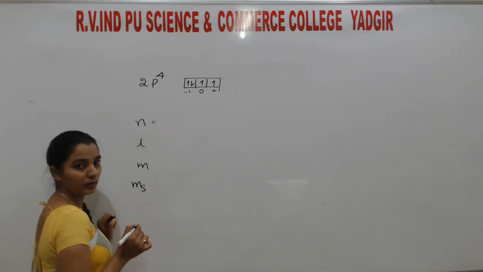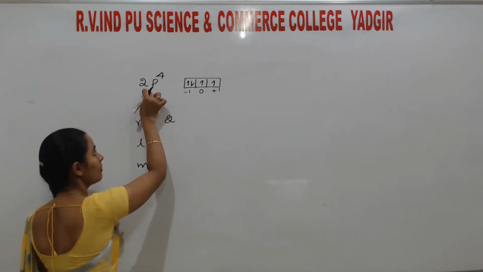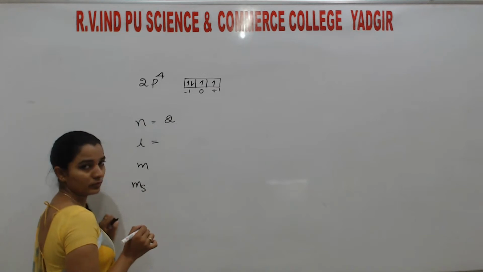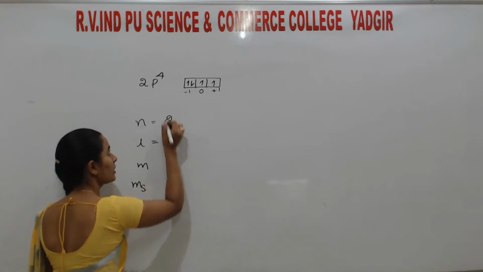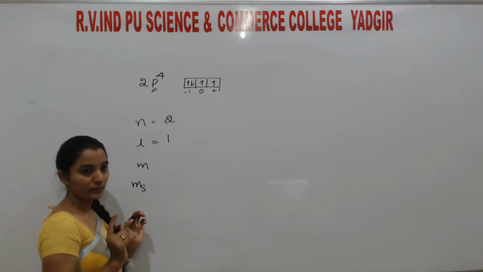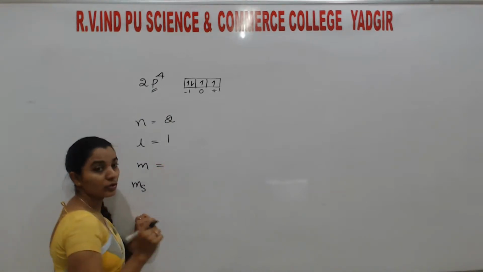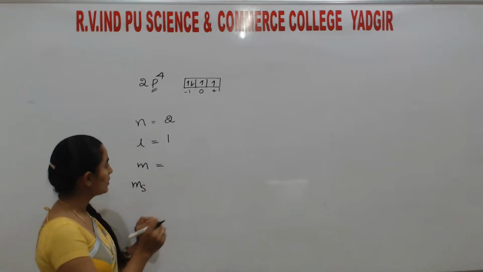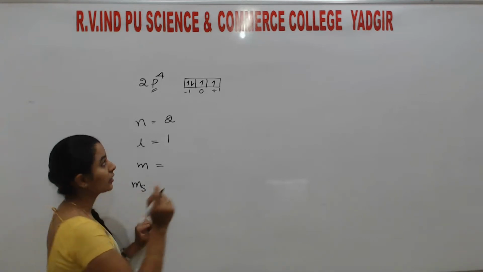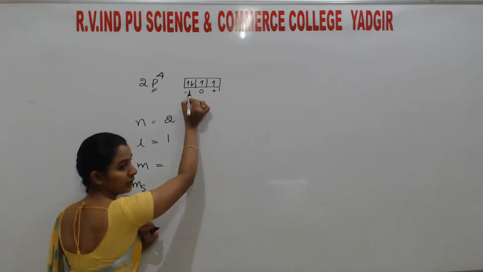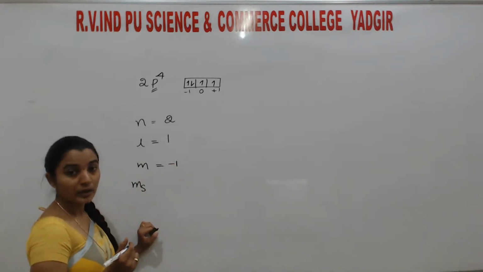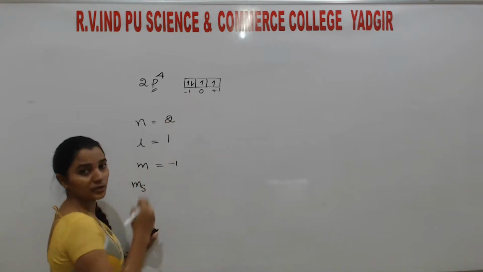Okay. So what is the n value here? Principal quantum number is 2, because the number represents the main shell. L value is 1. Why? Because this is a p orbital. For p orbital, L value is 1. Next, m value. Sorry, we are considering the quantum numbers here for the fourth electron. Where is the fourth electron present? Here. So that is -1. Magnetic quantum number value is -1.